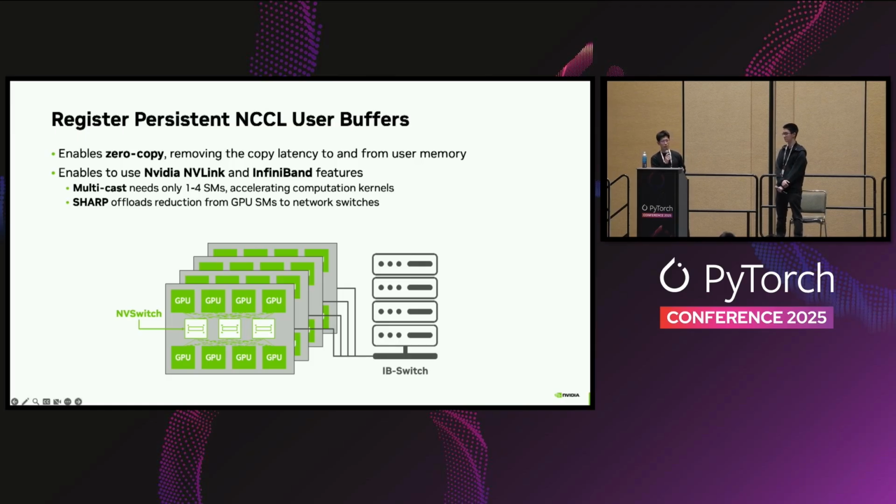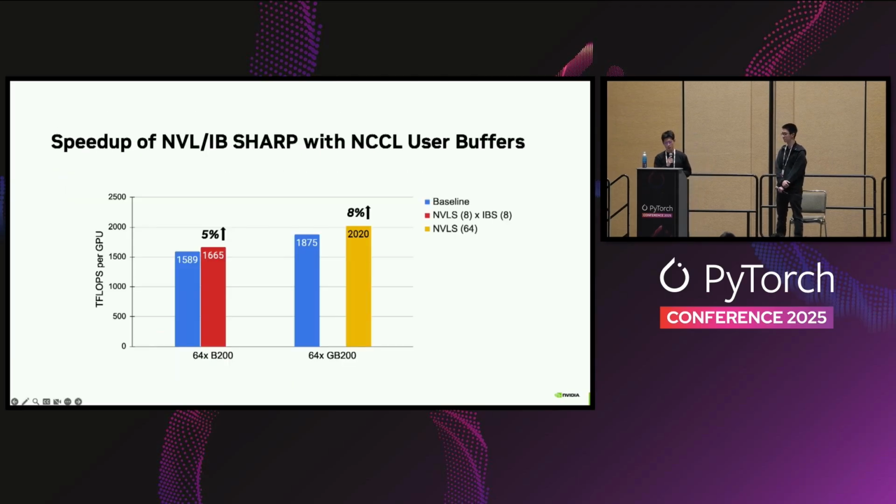And then this enables the capability to use more features of NVIDIA NVLink and InfiniBand, such as multicast that needs only 1 to 4 SMs compared to 8 to 32 SMs. And then SHARP, that basically offloads your reduction operation from the GPU to the network switches. So the speedup is shown in this graph. With NVLink and InfiniBand-SHARP with the NCCL user buffer registration, we got a visible speedup.